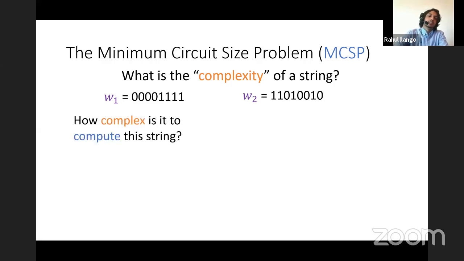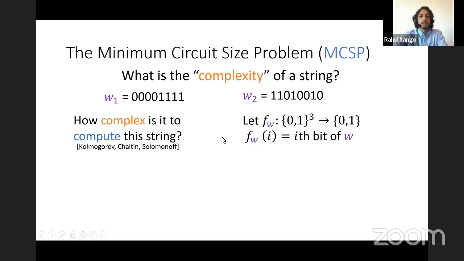And there was this idea that a bunch of people came up with in the 60s. You can formalize this by asking, how hard is it to compute this string? You can formalize this quantity of complexity using computation. Specifically, in the setting we're going to be looking at, you can look at this function which says, if I want to produce the ith bit of this string, what is that bit?